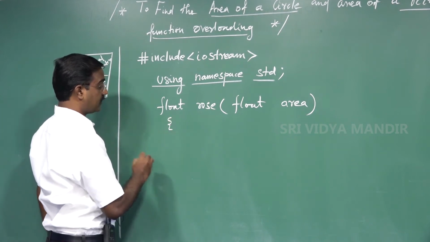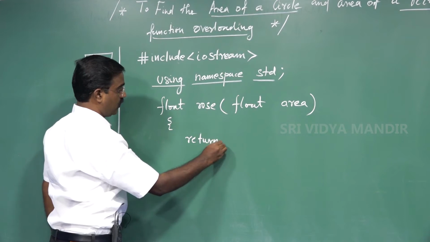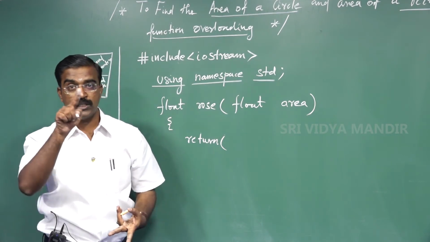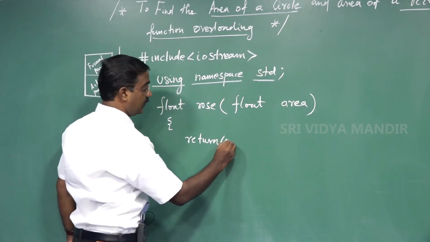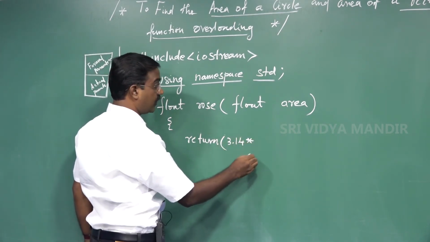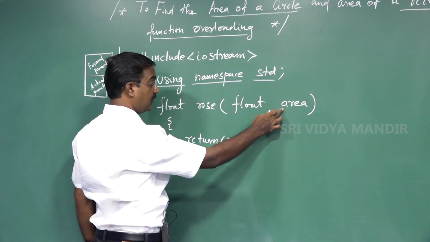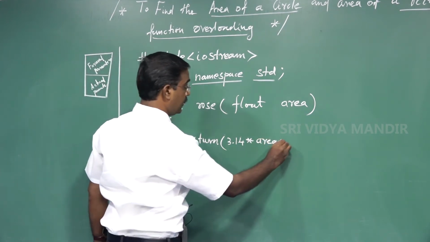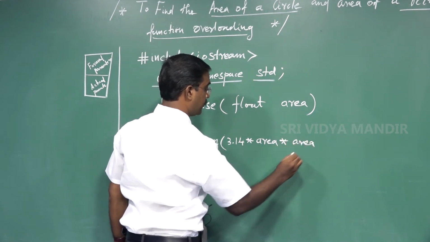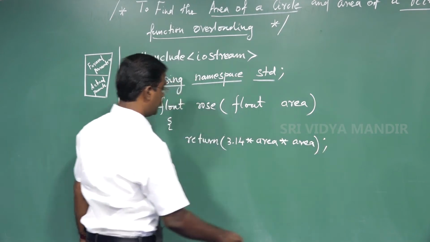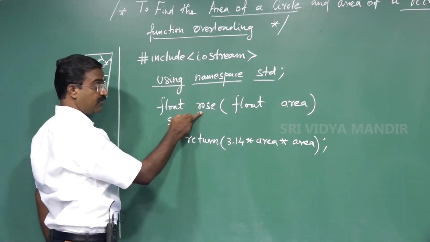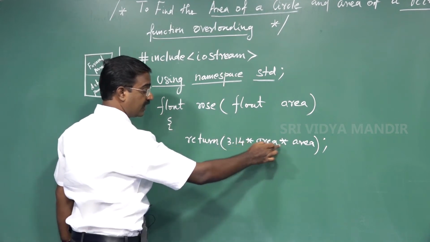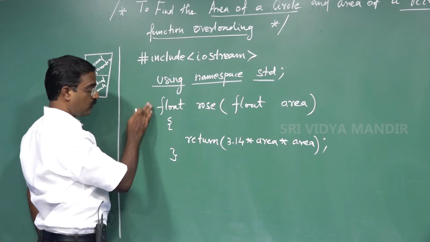Here in this process is a return type. The return is the area of a circle. We know the formula pi r square, and the pi value is 3.14. So here return 3.14 * area * area, so pi r square. It should be terminated by a semicolon. So float is the data type, rows is the function name, float area is the first argument: return 3.14 * area * area. This is one process.